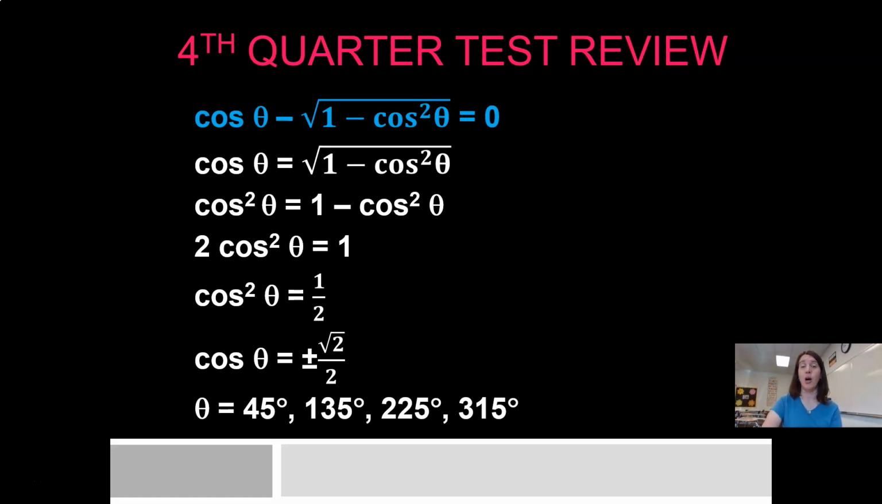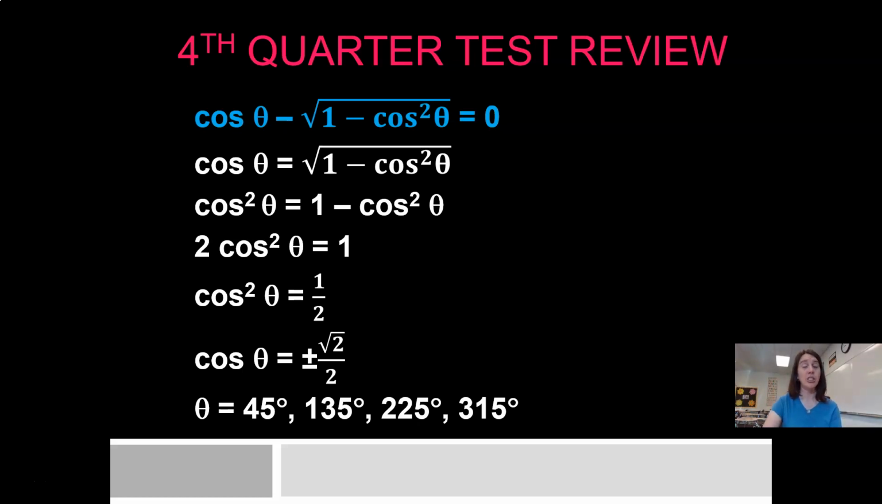To go to the second quadrant, we back up from 180. So 180 minus 45 is 135. For the third quadrant, we go past 180. So 180 plus 45 is 225. And then the last answer, in the fourth quadrant, we back up from 360. So 360 minus 45 is 315 degrees.